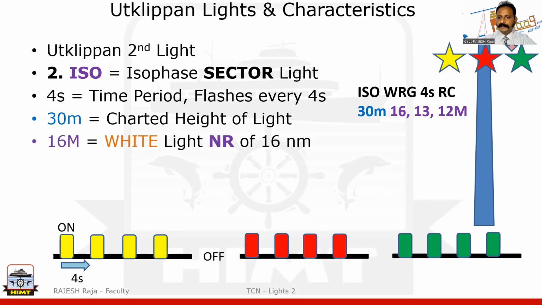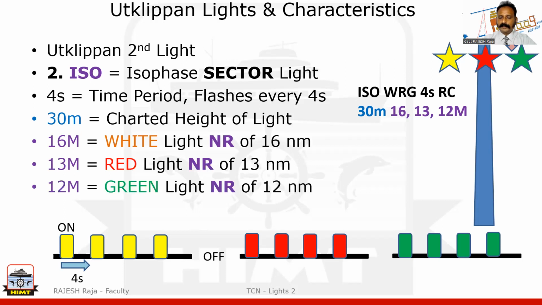So what is the 16, 13, and 12? 16 is nominal range of white light, 16 nautical miles. Nominal range of red light is 13 nautical miles. And nominal range of green light is 12 nautical miles. You will always see whenever these different colors of lights are there, white will be always the maximum. The maximum outreach is for the white.